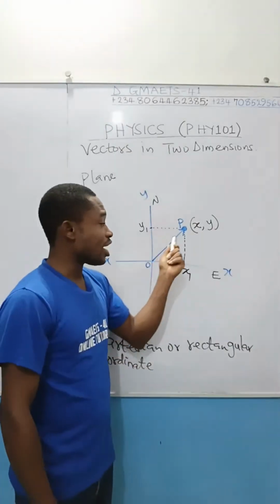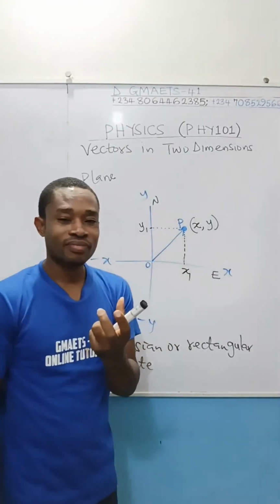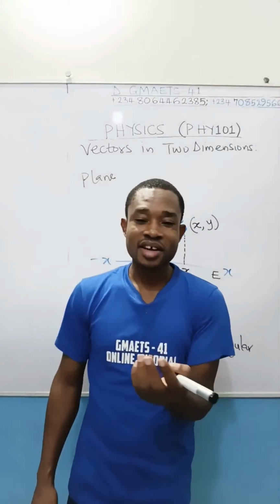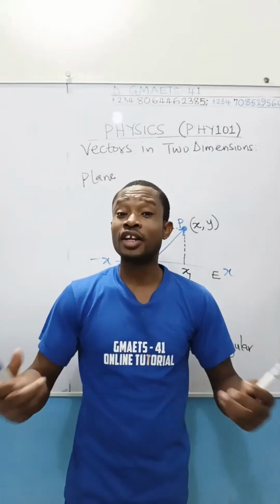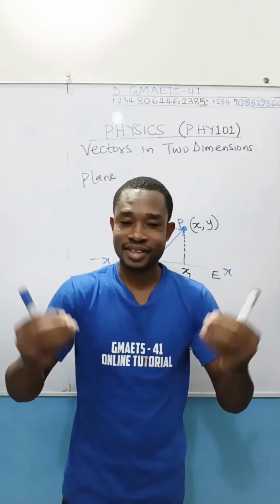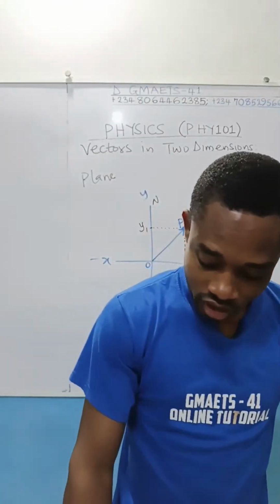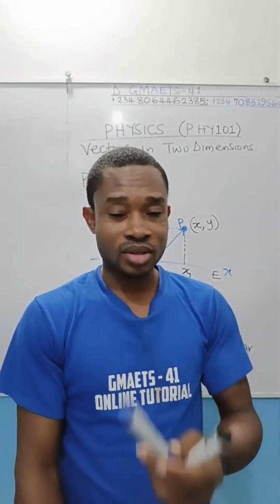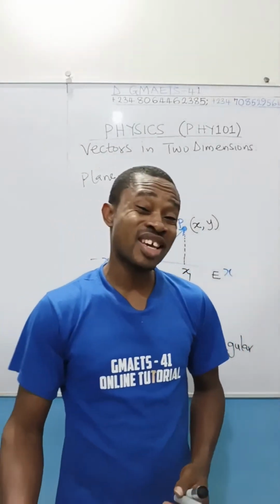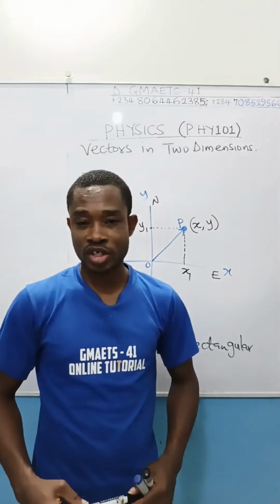This vector in 2 dimensions, how can you find the magnitude? How can you find the size? How can you find the modulus? How can you find the value? How can you find the length? Once again, all these terms I use mean the same thing. So take note in case your examiner uses any one of them to ask you a question.